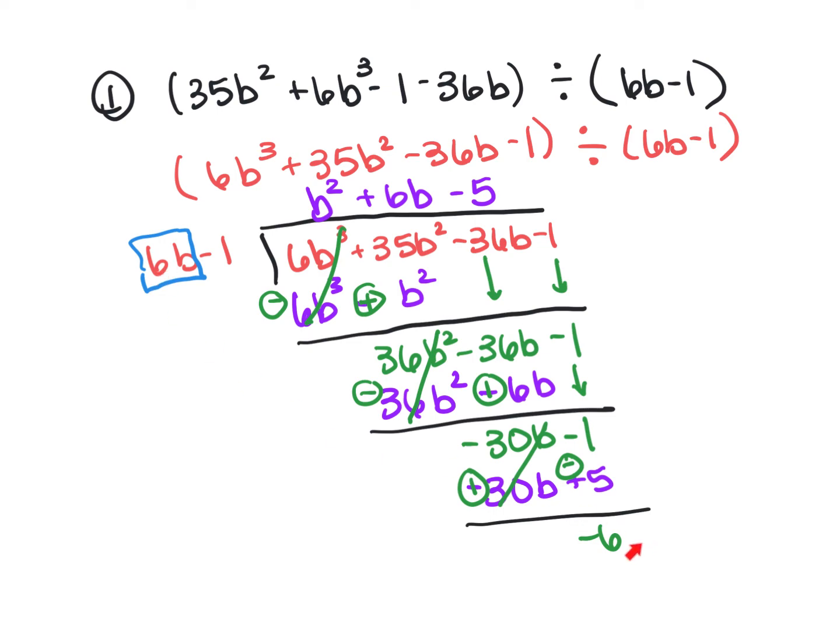You can't make this look like this. So this is the remainder of negative 6. We write the final answer of the quotient as b squared plus 6b minus 5 minus the remainder. It's minus 6, or plus the remainder. So in this case, that's minus 6 over the divisor, which is 6b minus 1. Here's your final answer.